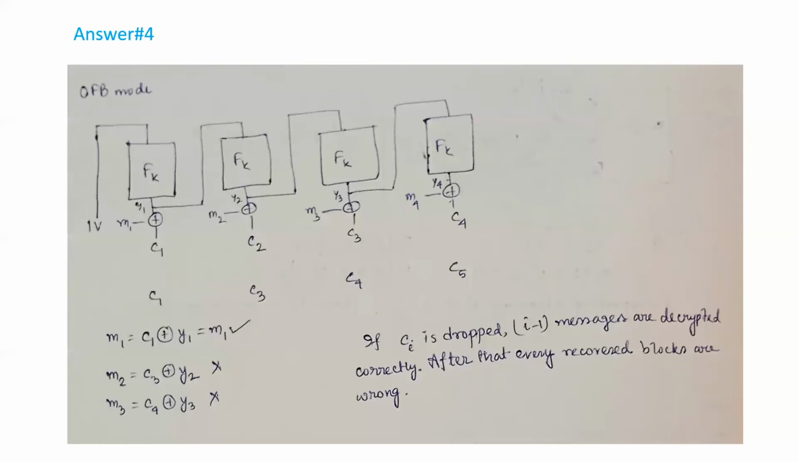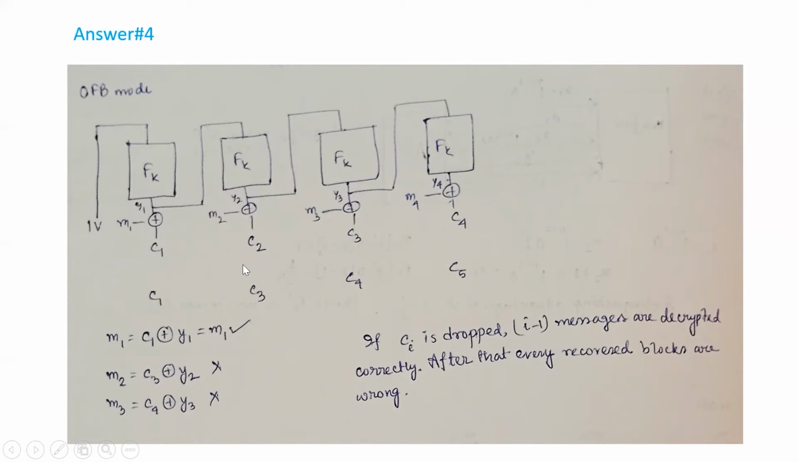And now considering the scenario of OFB mode, in OFB you basically perform the XOR of the message block with the output of the PRF. So the initialization vector IV is first provided as input to FK, and you get the PRF output Y1, and with Y1 you XOR your message block M1 and you get C1. And all these values Y1, Y2, Y3 and so on can be recomputed in case of OFB mode.